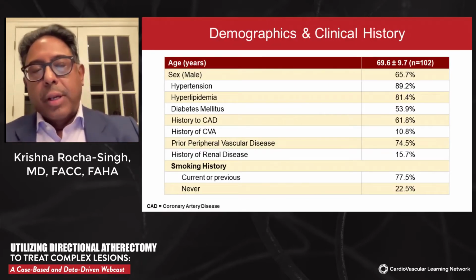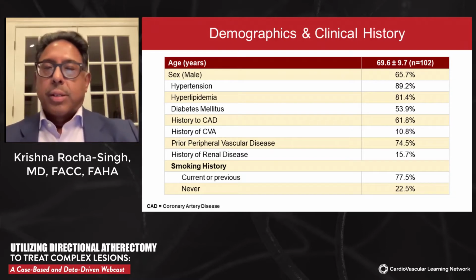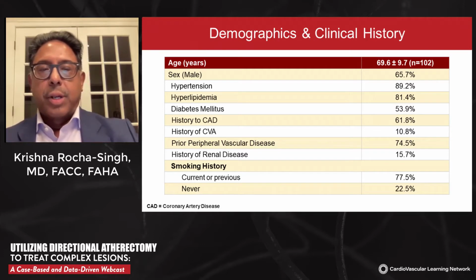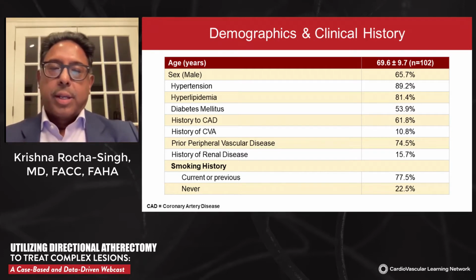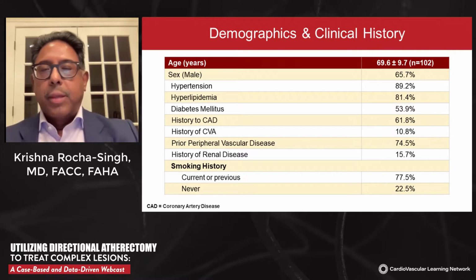This demographic shown on this slide, I think, reflects the typical demographic of a claudicant population. You see the prevalence of hypertension, dyslipidemia, diabetes, and smoking. And this is obviously not unexpected.